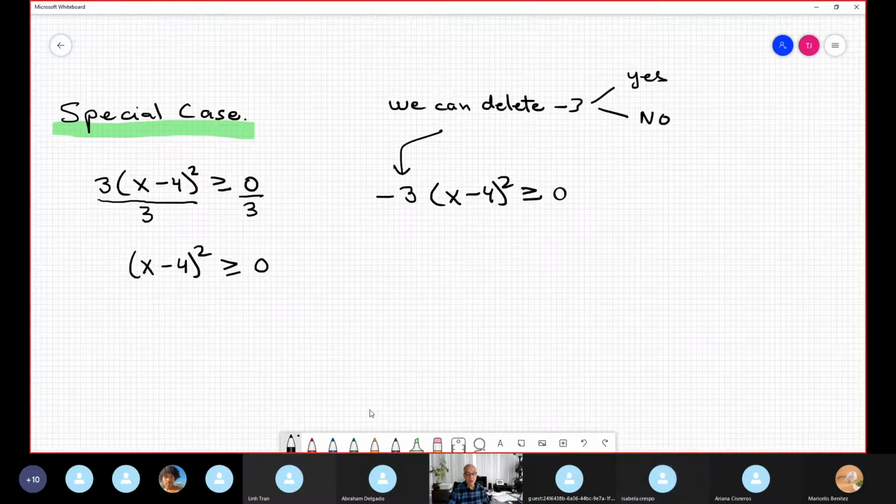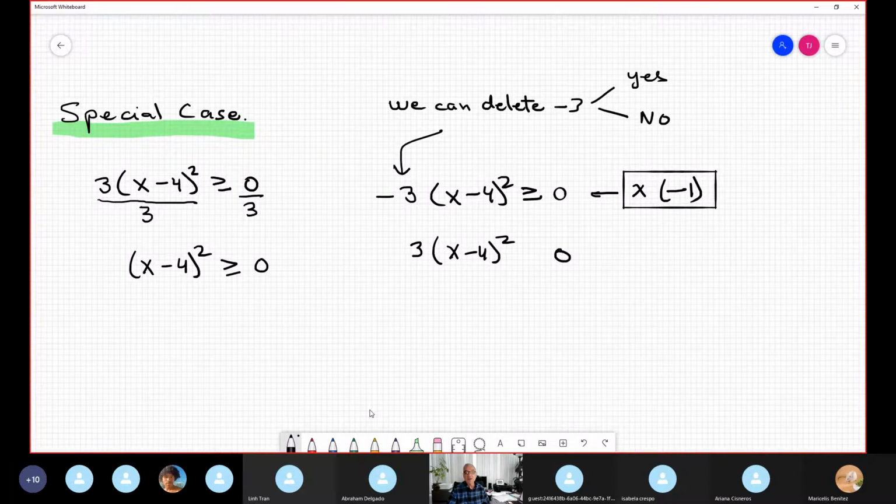No, you are right, no. But don't get frustrated by the negative, because you multiply the entire inequality by negative 1. Negative 1 and negative 3 together is positive 3. I did the multiplication one time. Then x minus 4 squared, and negative 1 times 0 is 0. But what happened with this sign? Does it stay the same or is it reversed?